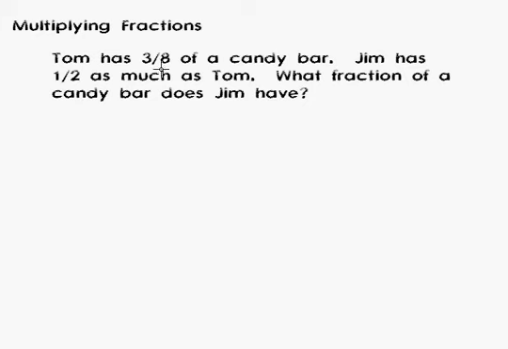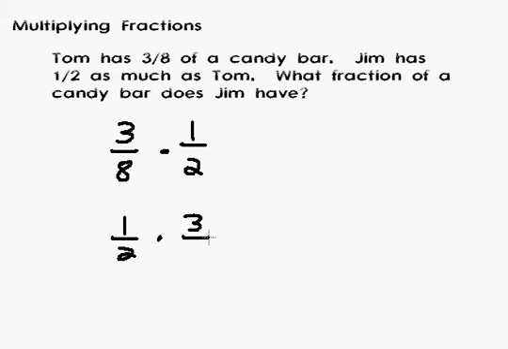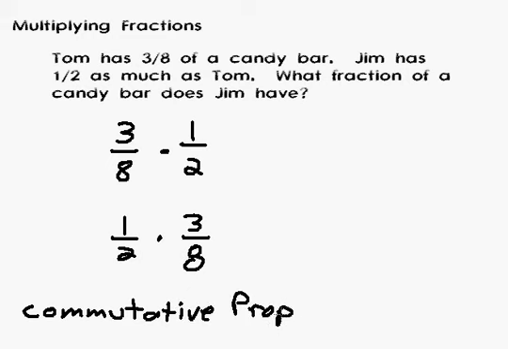Alright, so Tom has 3/8 of a candy bar and Jim has half as much as Tom. So if we're finding half as much, we're going to multiply. We need half of the amount that Tom has. So we're going to do 3/8 times 1/2. Now would it matter if I did 1/2 times 3/8? Would that make a difference? No, it wouldn't matter. You could set this up either way you want when you're multiplying. Little freebie here. This is called the commutative property, which basically says it doesn't matter what order you multiply in.